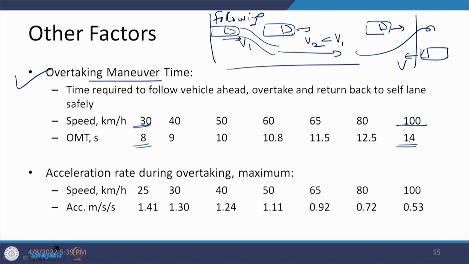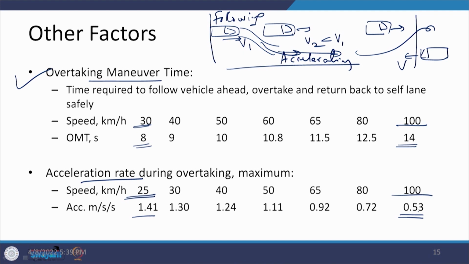Now, when this overtaking is happening, when the vehicle comes here, then obviously it is accelerating, and therefore acceleration rate will be required. And this acceleration rate is being given here at a speed of 25 kilometers per hour. This is 1.41 meter per second square, or for a speed of 100 kilometers per hour, this reduces to only 0.53 meter per second square.